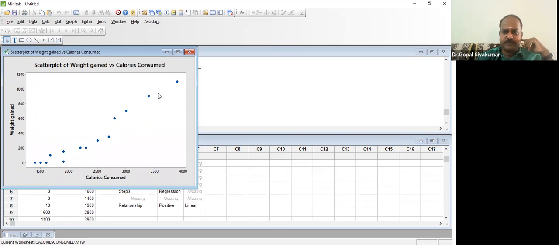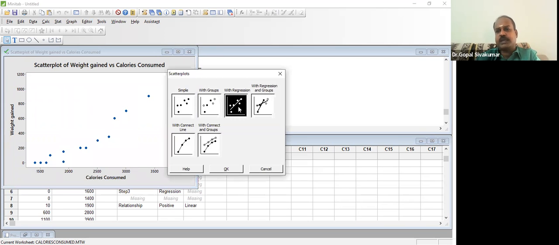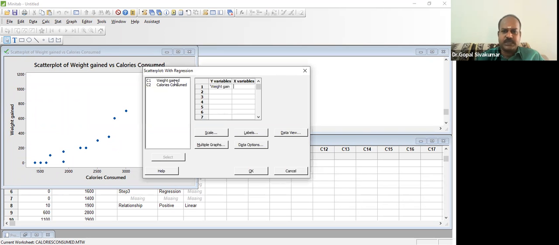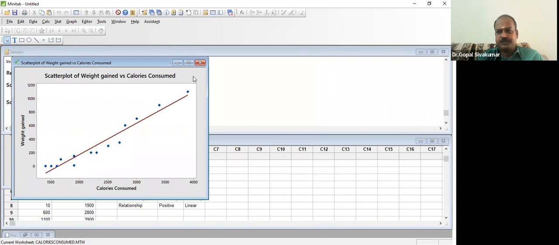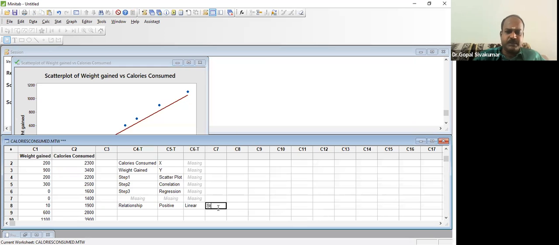If I imagine a line here, in order to imagine a line, let me go for another scatter plot. Scatter plot with the line. That line is called regression line. Scatter plot with the line. And now the Y variable is once again weight gain. X variable is calorie consumed. I give OK. And now you can see the line also, and you can see the points also. Do you observe the points are very close to the line? Yes. In that case, you can say the relationship is not only positive, not only linear, also strong. Relationship is positive, relationship is linear, but also it is strong.